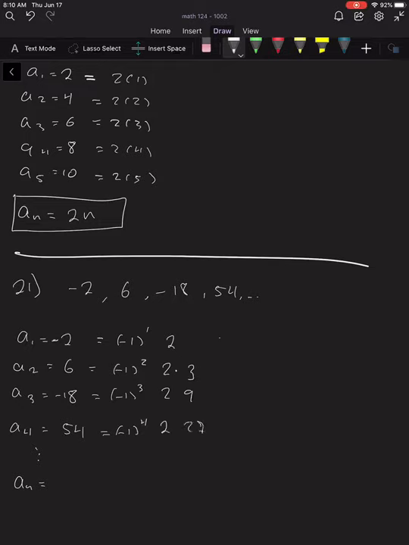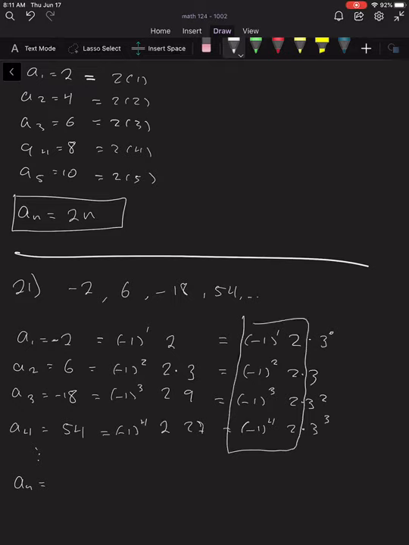But then what we can keep doing here, this is going to be minus 1 to the 1 times 2. This is going to be minus 1 to the 2, 2 times 3. Then we have minus 1 to the 3, 2 times 3 squared. This one is minus 1 to the 4, and then 2 times 3 to the 3. So notice we can write here, this is sort of like 3 to the 0, because 3 to the 0 is just 1. So basically we have 3 to the 0, 3 to the 1, 3 to the 2, 3 to the 3, and that keeps going on forever and ever.